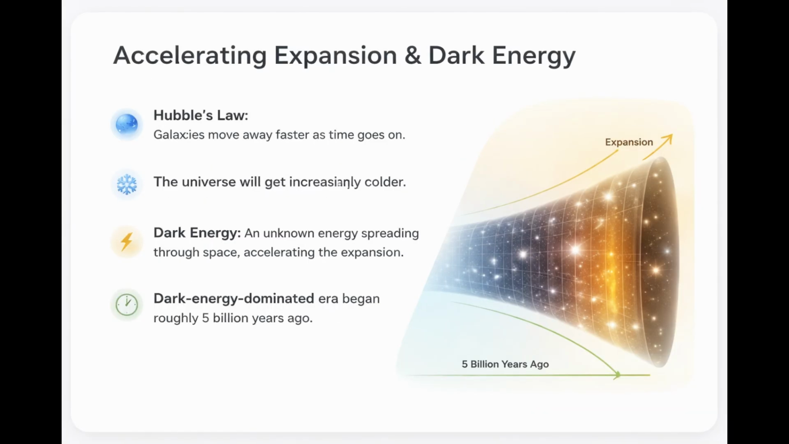However, current observations point to a different fate. We see that the universe's expansion is actually accelerating, a concept described by Hubble's law. Because matter is spreading out faster and faster, the universe will likely get increasingly colder. What is driving this acceleration? Scientists attribute it to dark energy, a mysterious force that permeates all of space. The universe entered this dark energy-dominated era about 5 billion years ago.